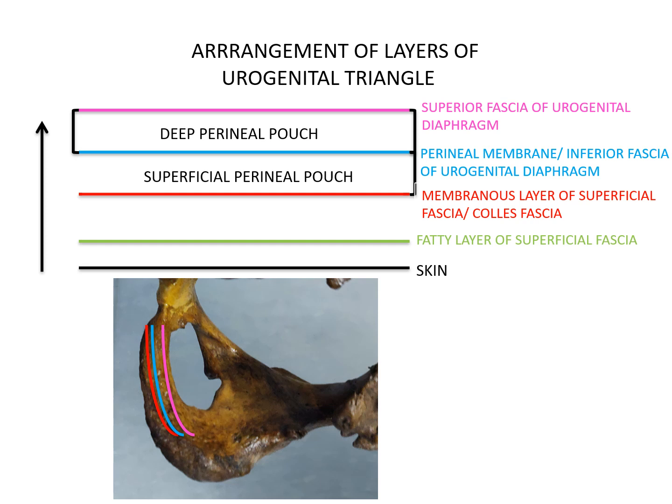So, if we carefully observe these layers, there is a space between the Colles fascia and the perineal membrane. This space is called the superficial perineal pouch.